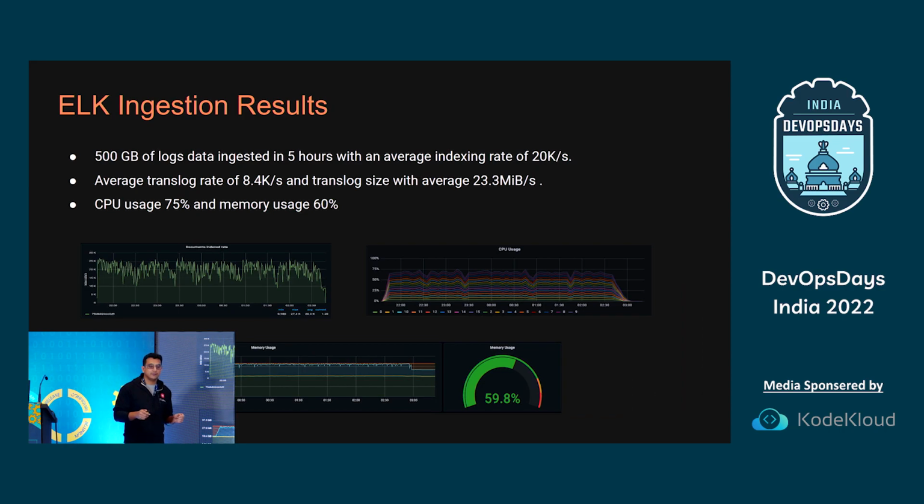Comparing it with Elastic, right? Elastic has other capabilities, but during ingestion we did the benchmark, and the same 500 GB of log data was ingested in 5 hours at an average indexing rate of 20,000 log lines per second. So first we observed it takes more than double the time to ingest the same amount of data. Next, the CPU utilization was almost double, and memory utilization was almost triple, right? So ingestion is almost 5 times higher with the same sort of resources, you can see.